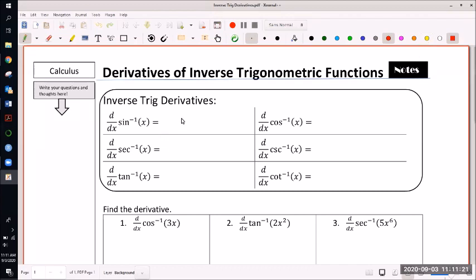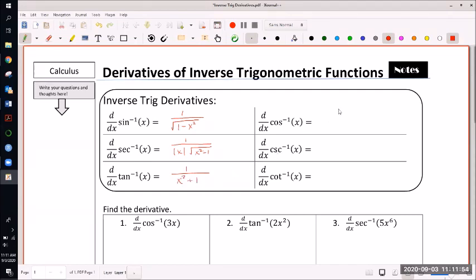So the derivative of this inverse sine is 1 over the square root of 1 minus x squared. You can find these in the book. You should be able to derive these perhaps. The derivative of the inverse secant is 1 over the absolute value of x times the square root of x squared minus 1. The derivative of the inverse tangent is 1 over x squared plus 1.